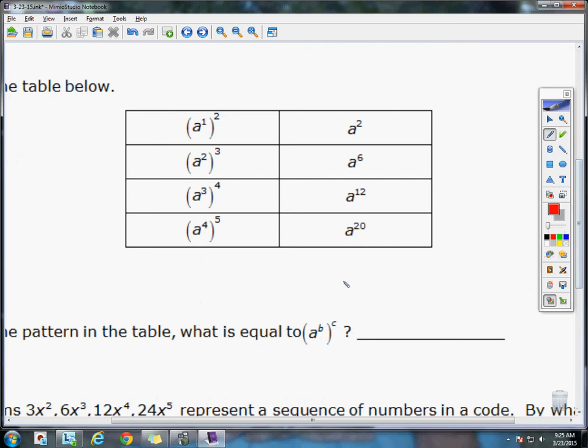Well, if you just remember your exponent rules, here you have a power to a power, which means you're going to multiply. So 1 times 2 gives you 2, 2 times 3 gives you 6, 3 times 4 gives you 12, 4 times 5 gives you 20. So here we're going to have your base of a, and you're just going to multiply, so you have b times c.